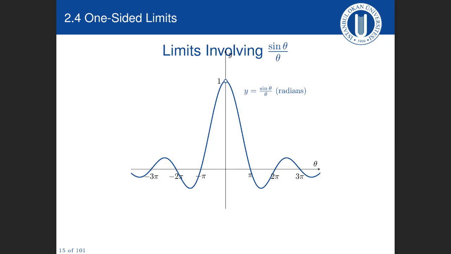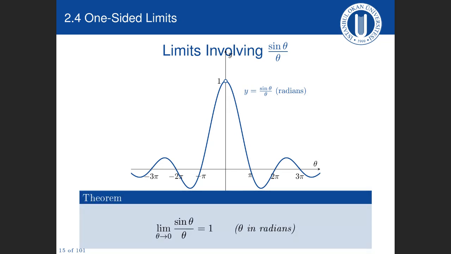My next section is about limits involving sine theta divided by theta. I've drawn the graph of this function. This function is defined everywhere except theta equal to 0. But what is the limit of this function as theta tends to 0? Theorem: the limit as theta tends to 0 of sine theta divided by theta is equal to 1, as we would hope it should be from looking at the graph.